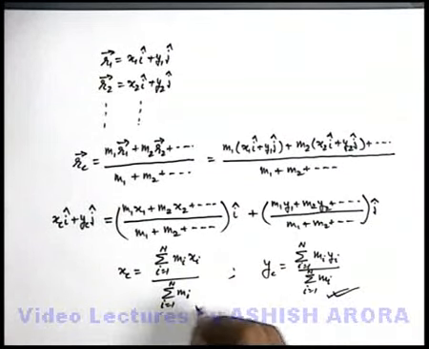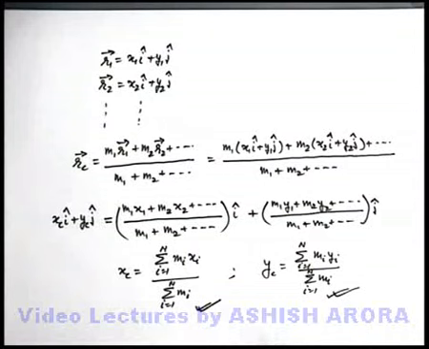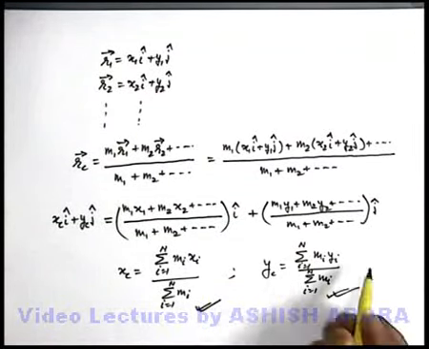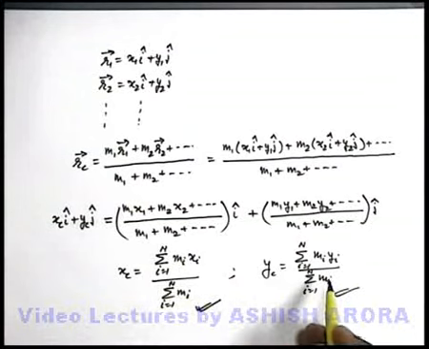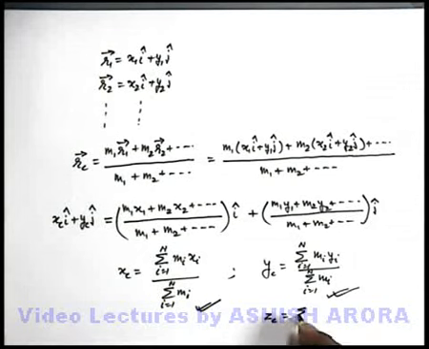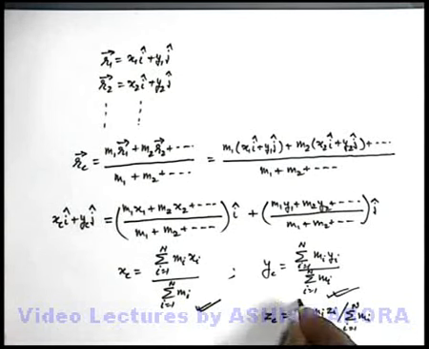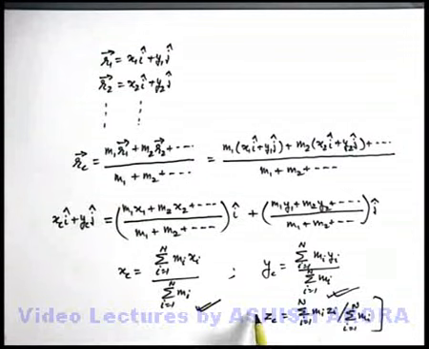These two results are extremely useful. Even in a three-dimensional coordinate system, if we look for the z coordinate, that can also be expressed by a similar relation. The z coordinate, zc, can also be written as summation of mi zi upon summation of mi, with i from 1 to n. If in a 3D coordinate system the z coordinate of the center of mass is also required, you can use this result.